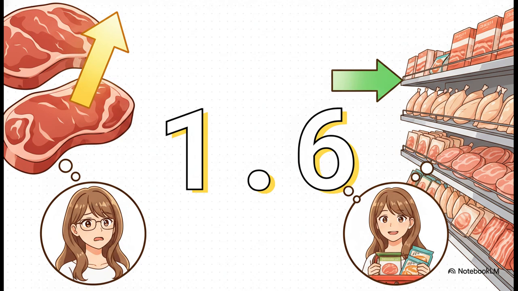Now let's bump that up to 1.6. This is the elasticity for beef. It's way more elastic than eggs. Why? Well, it's all because of substitutes. Think about it. If the price of beef suddenly skyrockets, you don't just sit there and accept it. You can literally just walk a few feet down the grocery aisle and grab some chicken or pork instead. When there are close substitutes readily available, our demand stretches a lot more easily.